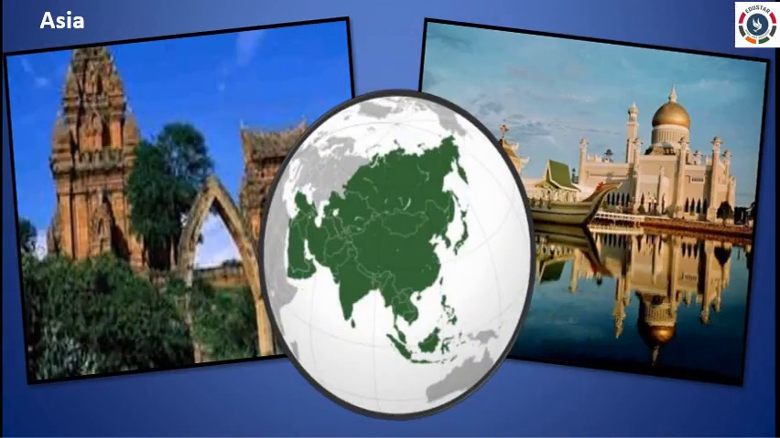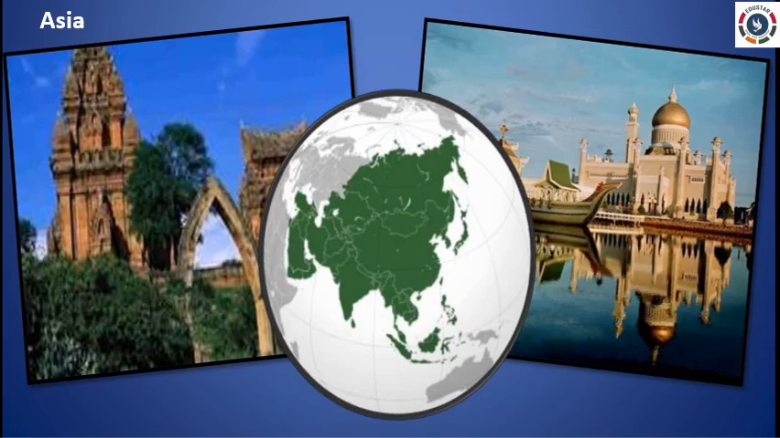Now we will revise lesson 5, continents and oceans. What is continents? Continents are huge land masses. There are 7 continents on earth. They are Asia, Africa, North America, South America, Antarctica, Europe and Australia.